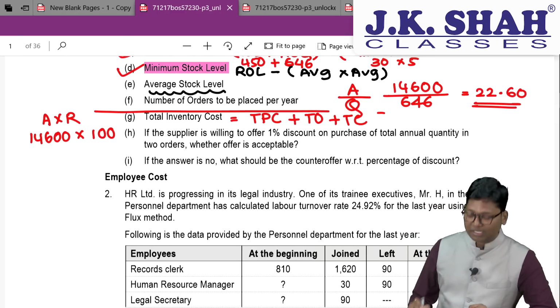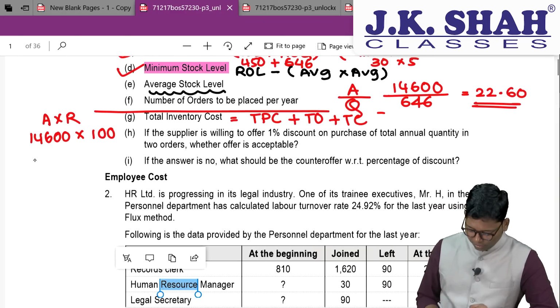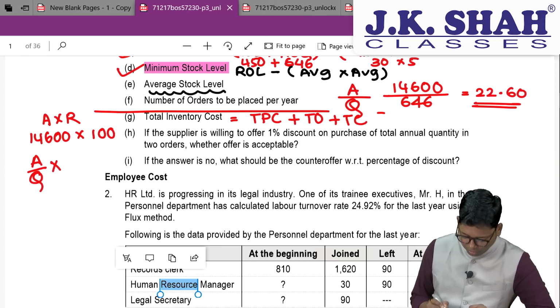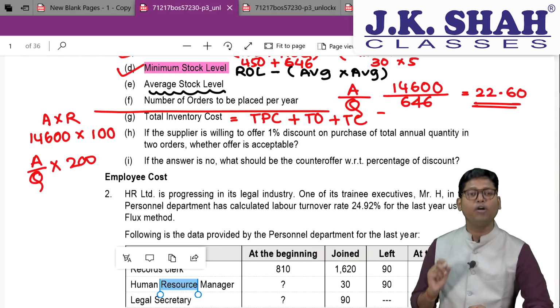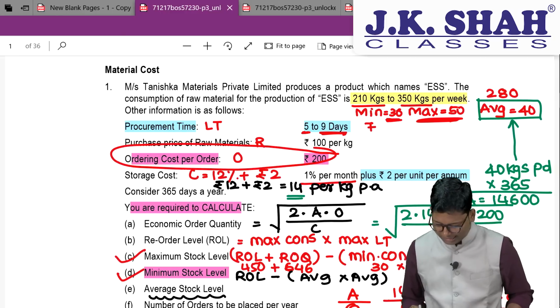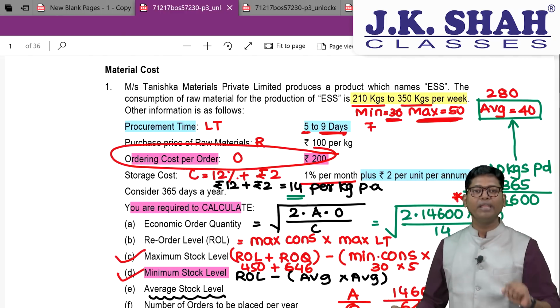Now, second cost comes: ordering cost. If you want to calculate ordering cost, for that purpose, you should first compute the number of orders, and the per order cost is available. My per order cost is 200 rupees. Sir, where is it given? It is absolutely clearly given in the beginning of the question. See, ordering cost per order.